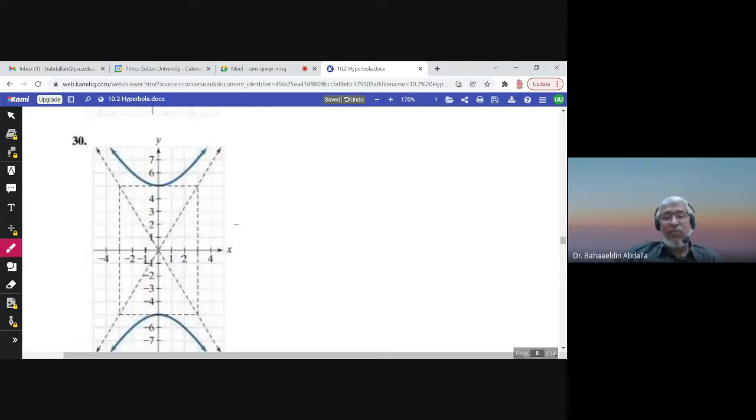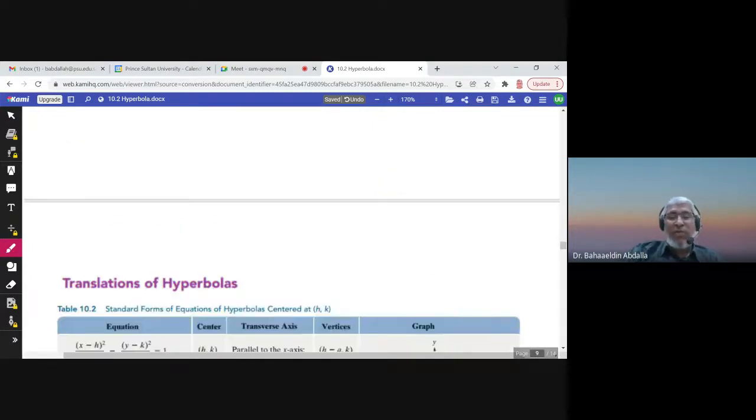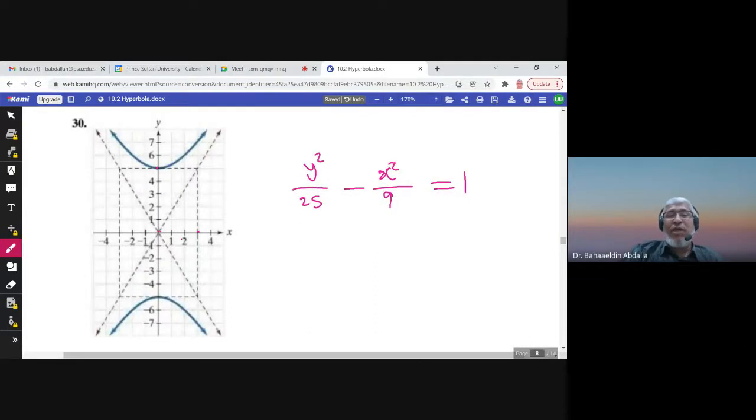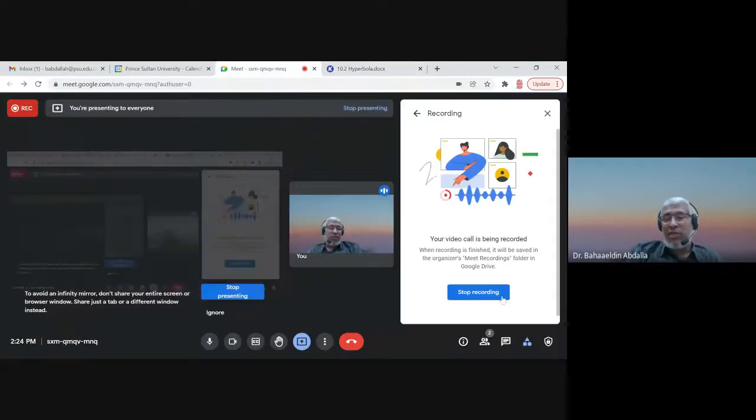Center 0, 0. Vertical hyperbola. So y squared over a squared minus x squared over b squared equals 1. This is y. How many units? 5 up to 5, so 25. x up to 3, 3 squared is 9. So this is the equation of this hyperbola, and I'll stop here. And in the next video, we will talk about hyperbolas with center h, k.